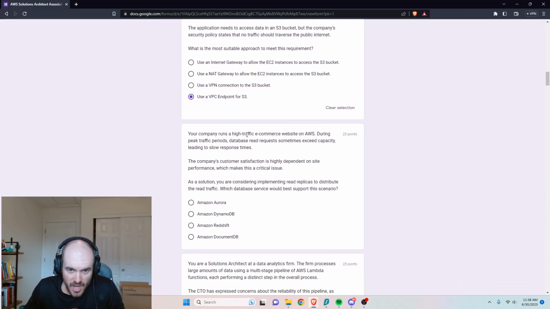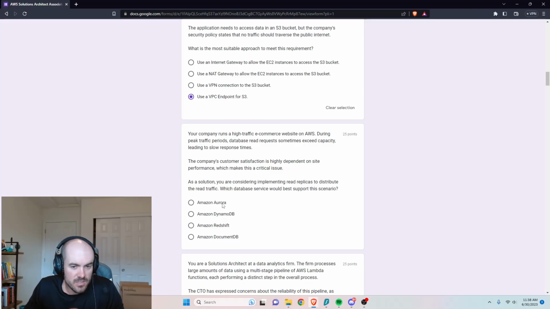So your company runs a high traffic e-commerce website on AWS. During peak traffic periods, database read requests sometimes exceed capacity, leading to slow response times. The company's customer satisfaction is highly dependent on site performance, which makes this a critical issue. As a solution, you are considering implementing read replicas to distribute the read traffic. Which database service would best support this scenario? So essentially, we need to just think about what service is going to allow you to implement read replicas.